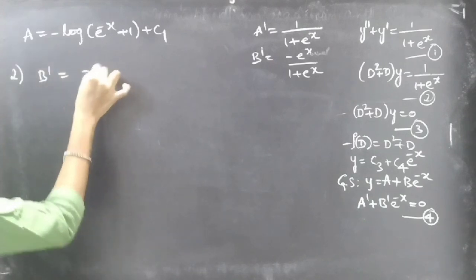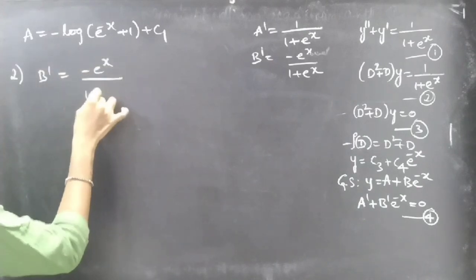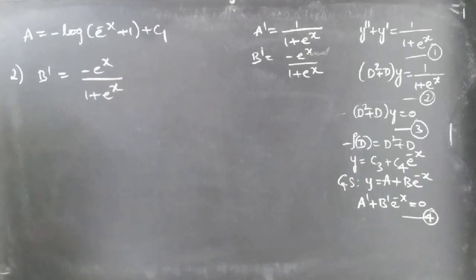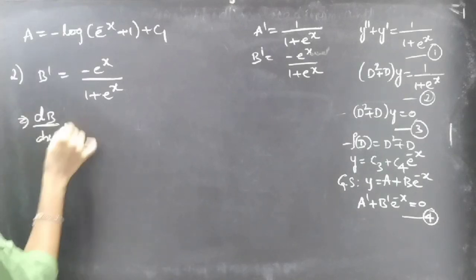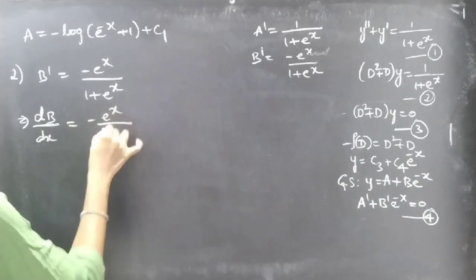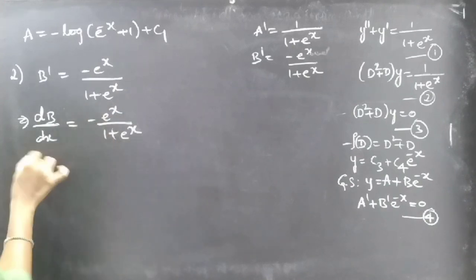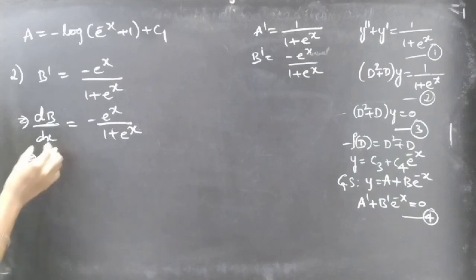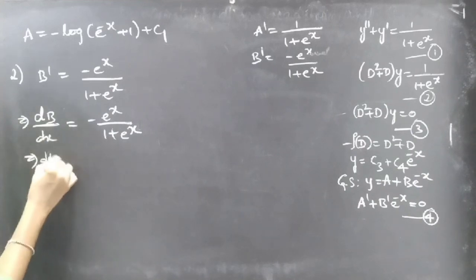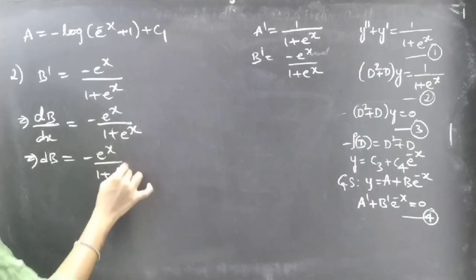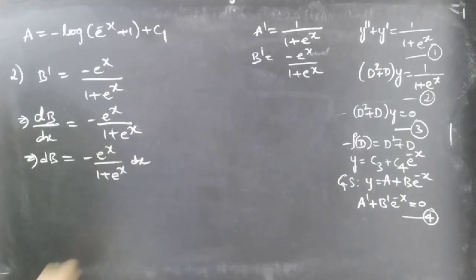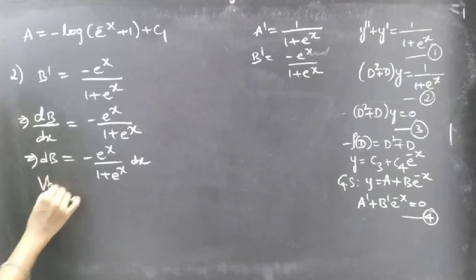We have b dash equals minus e power x by 1 plus e power x. Here b dash is nothing but the derivative of b with respect to x, equal to minus e power x by 1 plus e power x. Now separate the variables by taking differential dx to the RHS, then we'll get db equals minus e power x by 1 plus e power x into dx. Here the variables are separable.